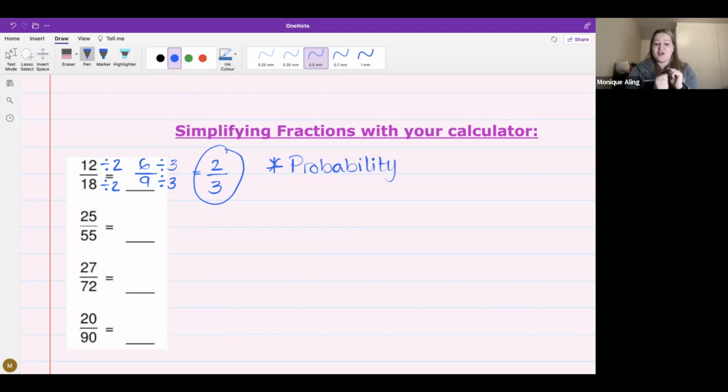Okay, so I'm going to ask you guys to do the next 3 quickly for me. Don't give me the answers just yet. Just do those three for me. So you put it in your calculator, press equals, and you get your simplified fraction.